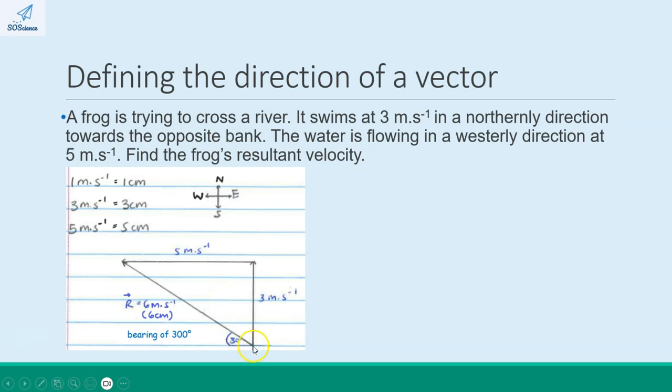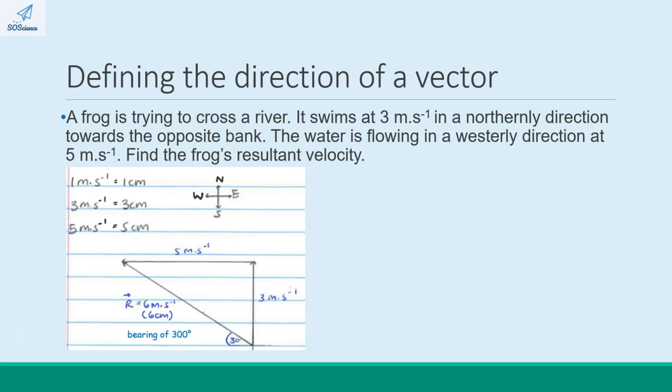To find my resultant, I draw in my resultant vector from the tail of the first vector to the head of the last vector. I then used a ruler and I got a length of 6 centimeters, which translates to a resultant of 6 meters per second. That is the magnitude of my resultant vector.